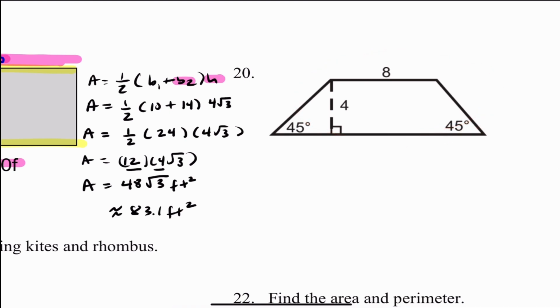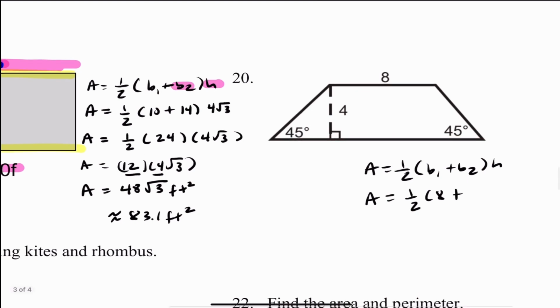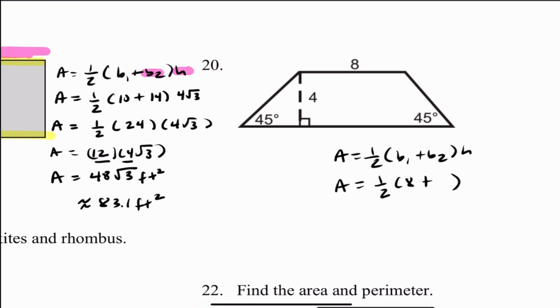So again, it's going to be A equals 1/2 times (B1 plus B2) times the height. So A equals 1/2. Okay, I have 8, so let's put 8 there. Plus, base 2 is my unknown, so we're going to leave some space here, and the height is just 4. All right, so then what do I do? Okay, well, this is what I know.